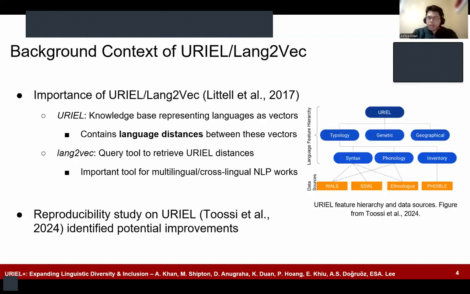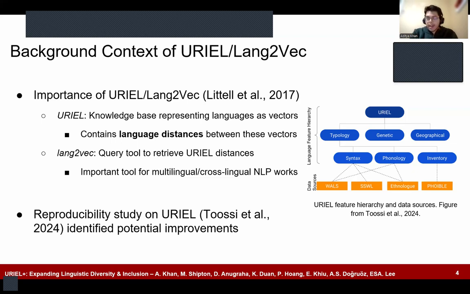So let's briefly talk about URIEL and Langevec. URIEL is a knowledge base where the idea is that you represent languages as vectors. There are different types of vectors within the knowledge base: typological, or a synonym for that would be featural vectors, genetic vectors, and geographical vectors. Usually when we talk about vectors from the URIEL knowledge base, we talk in particular about the typological vectors. These are binary vectors in the sense that if you have a language represented by a vector, the ith entry of the vector would be 0 or 1, depending on whether the language has or doesn't have a particular language feature.